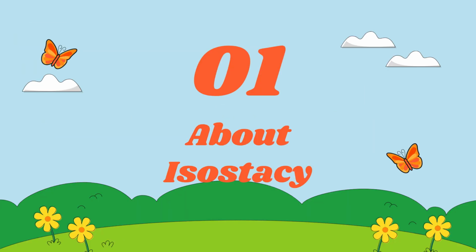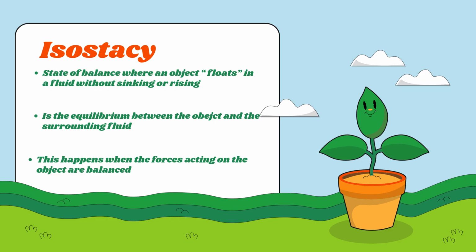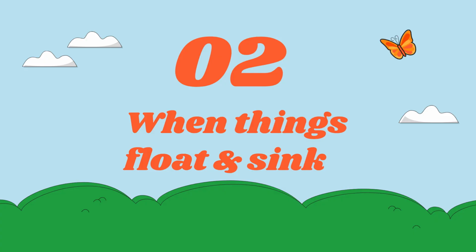So, about isostasy. Isostasy is the state of balance where an object floats in a fluid without sinking or rising. It is also the equilibrium between the object and the surrounding fluid, and this tends to happen when the forces acting on the object are balanced. So, how exactly do we know when things float and sink?